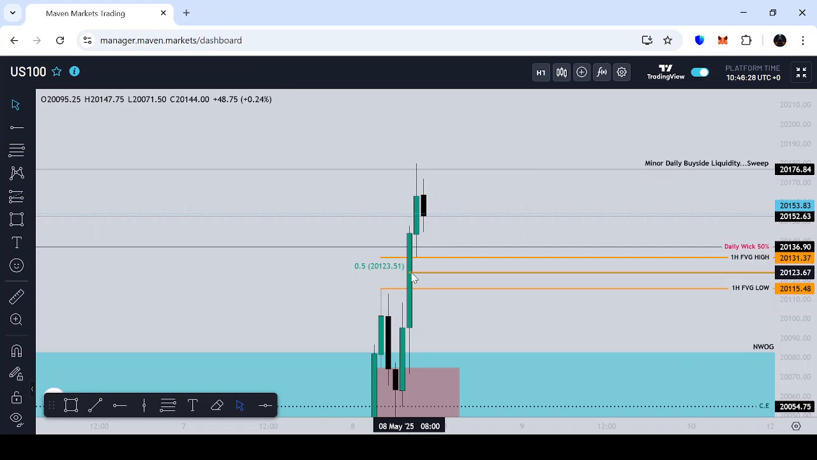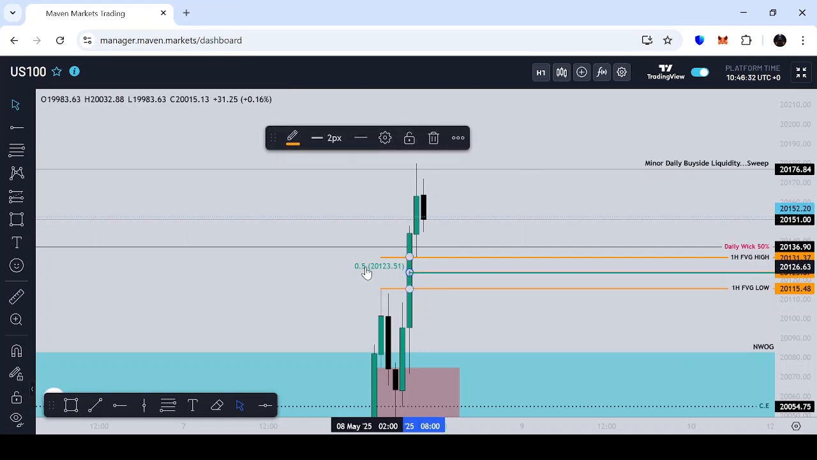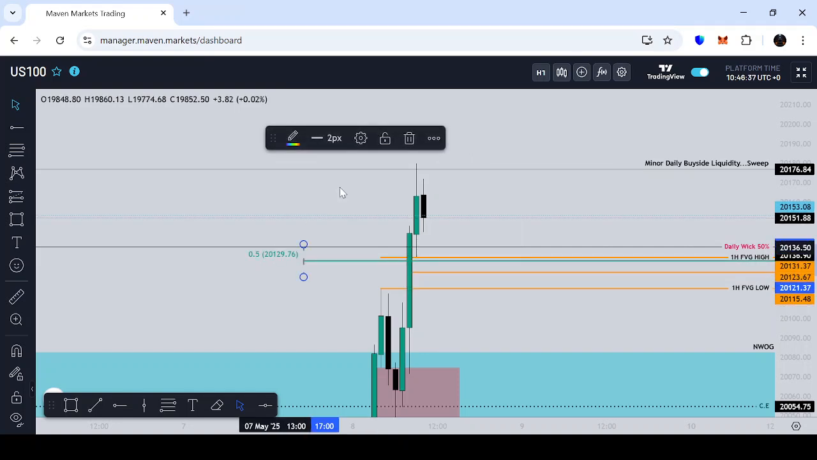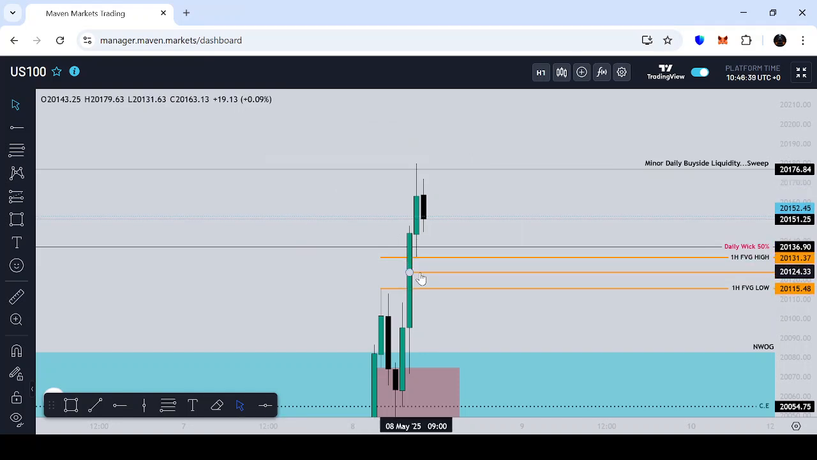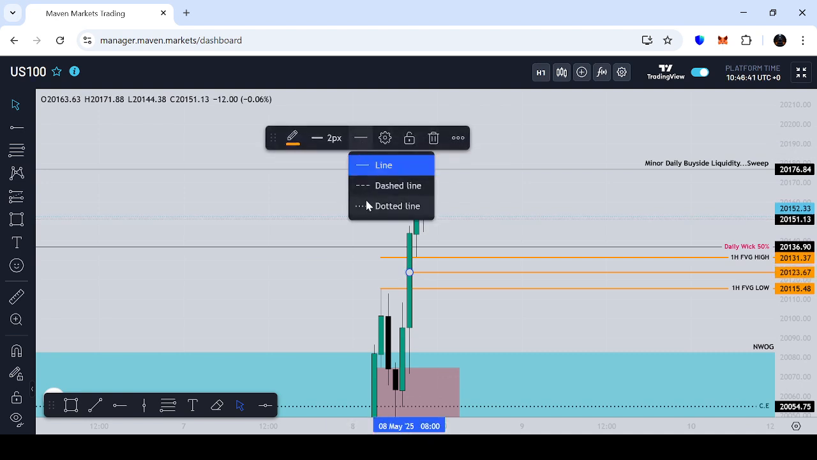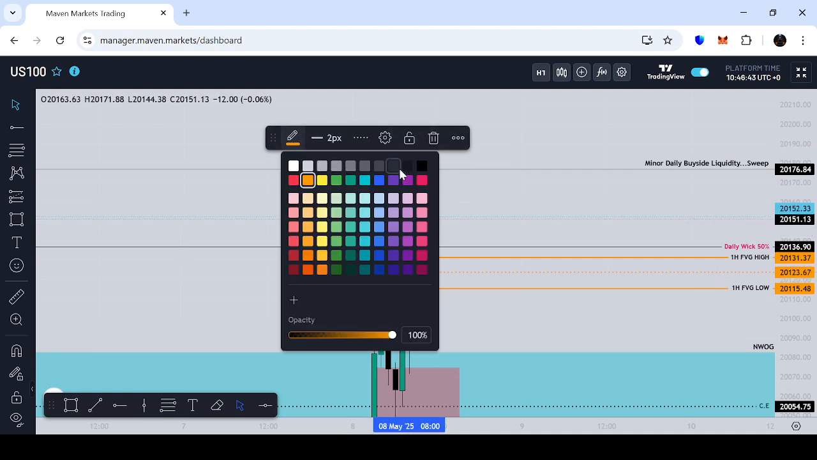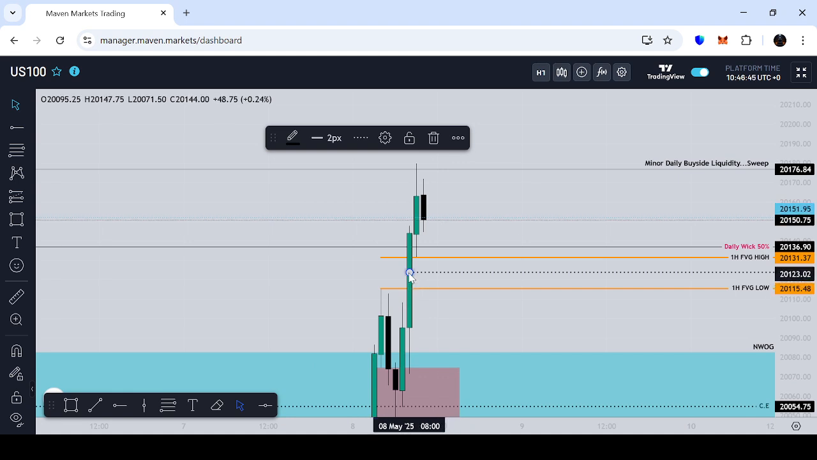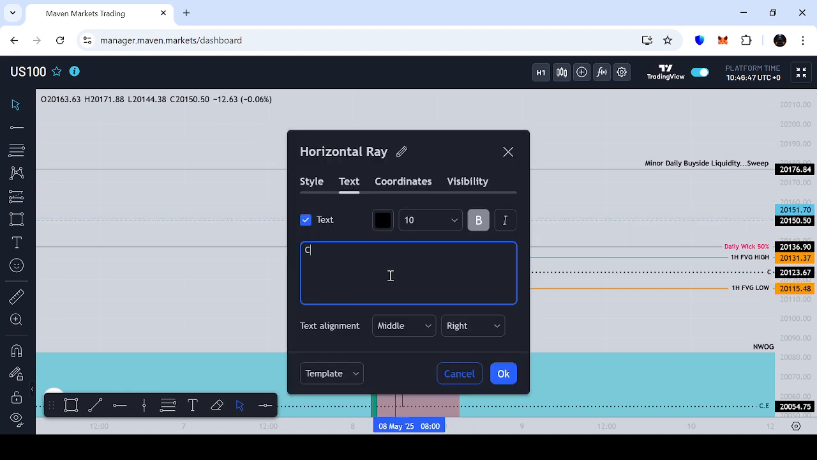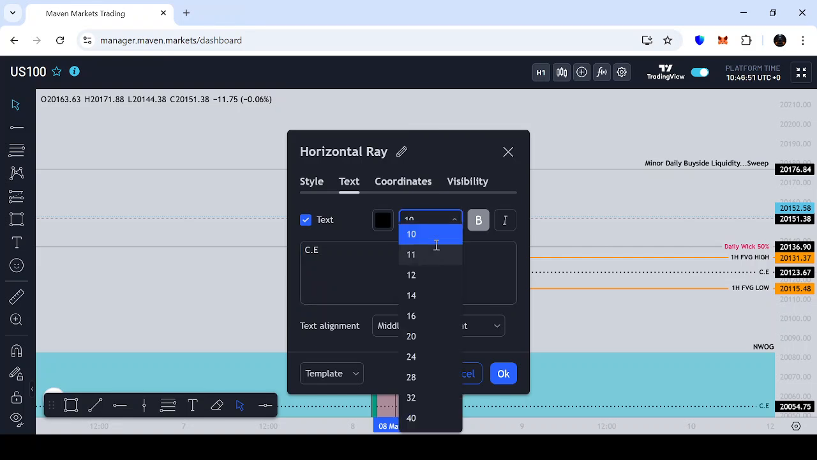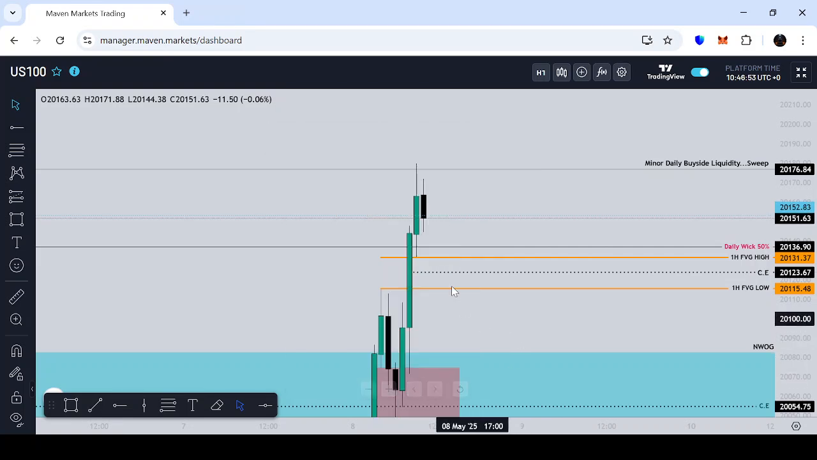You place it at the same 50% level. That's the 0.5, which is the 50% level of Fibonacci. And remove your Fibonacci level. Now this is your 50% level, as a consequent encroachment. So we are waiting for a possible price delivery inside the consequent encroachment.